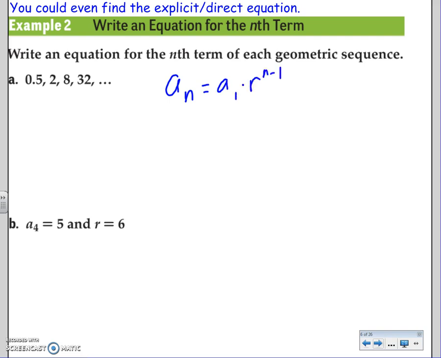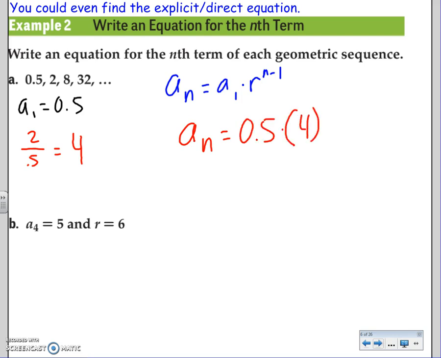We need to find r. We have a sub 1, so that's nice. a sub 1 is 0.5. But to find r, the common ratio, you have to divide. Second term divided by first term, well, that's 4. Multiply by 4. 0.5 times 4 is 2. 2 times 4 is 8. 8 times 4 is 32. Alright, so I fill it in. My answer is a sub n is 0.5 times 4 to the n minus 1.